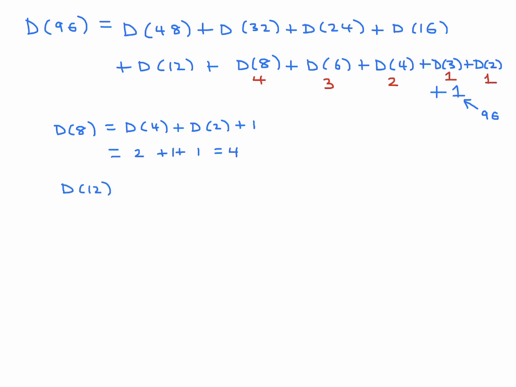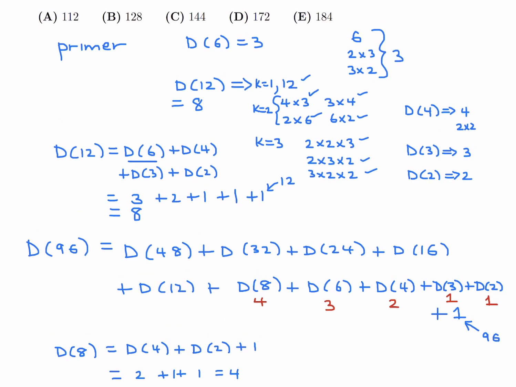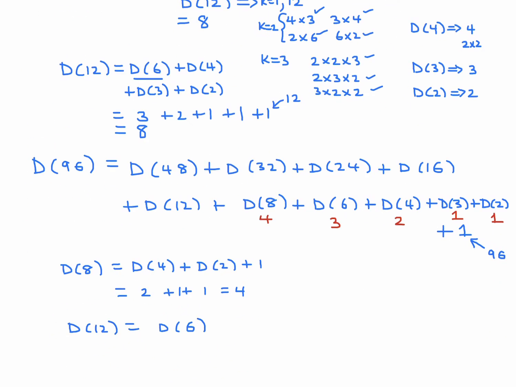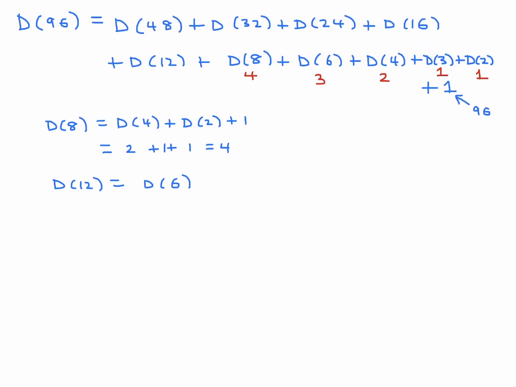And now we have D12. D12 we just did. So that was 8. Okay. I don't need to go through that whole thing then. It's just 8. So I did that in the primer. Great. So that's 8 right there. All right, moving right along.